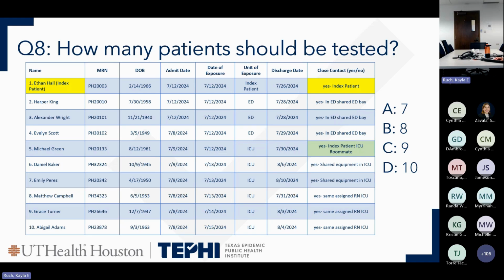So this is that information, the 10 patients that had close contact during this day, and you can see under close contact, they were in the same ED bay, they were in the same patient room, shared the same equipment, same nurse, those providers. So based on this information, how many patients should we test? Is it A 7, B 8, C 9, or D 10?